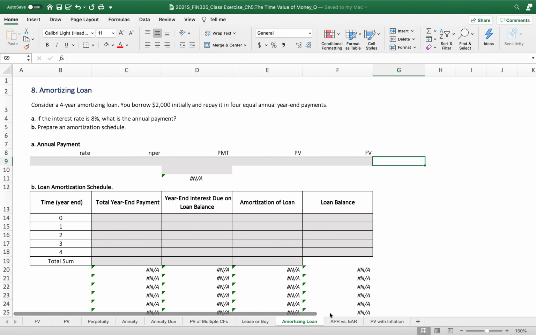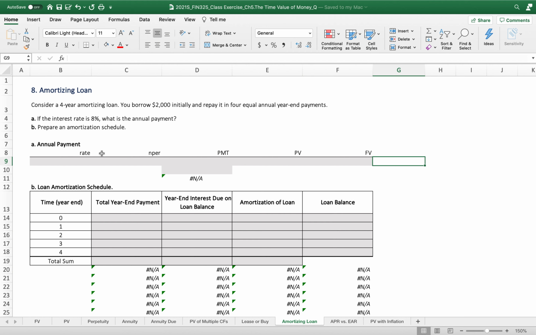So we want to know how much we pay in interest as a whole over the life of this loan, or how much is the principal amount at the same level of payment every period. So let's get started. Consider a 4-year amortizing loan. You borrow 2,000 initially and repay it in 4 equal annual year-end payments. Okay, these are year-end payments.